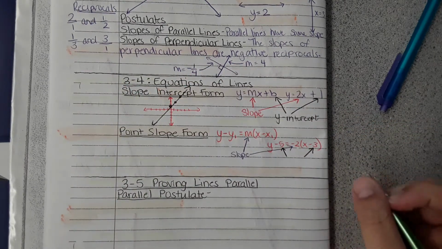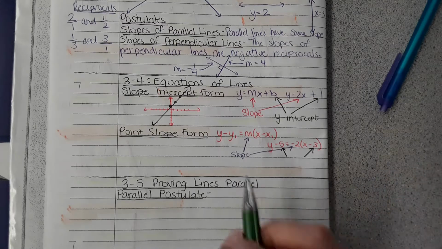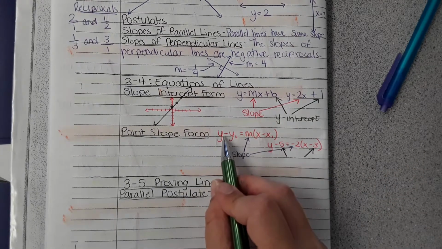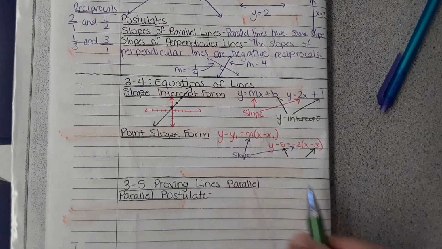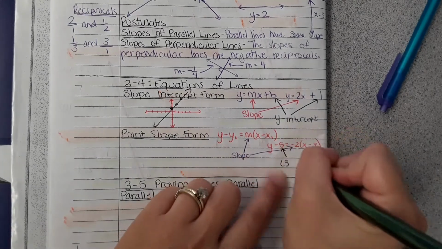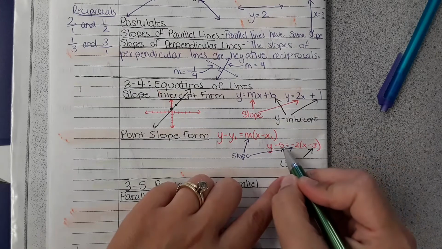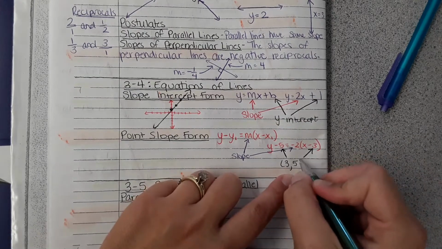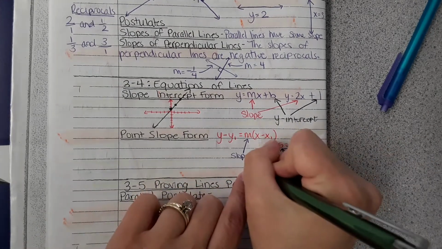Now here's where it gets kind of tricky, and we'll practice this. But the negative, or the subtraction symbol, is part of the equation. It's not part of that point. So when you pull out the x, it's just positive 3. And when you pull out the y, in this case, it's just positive 5. So that is a point on the line.